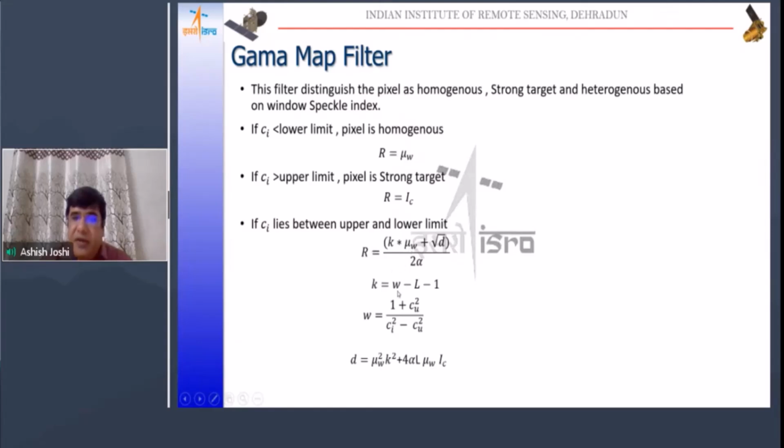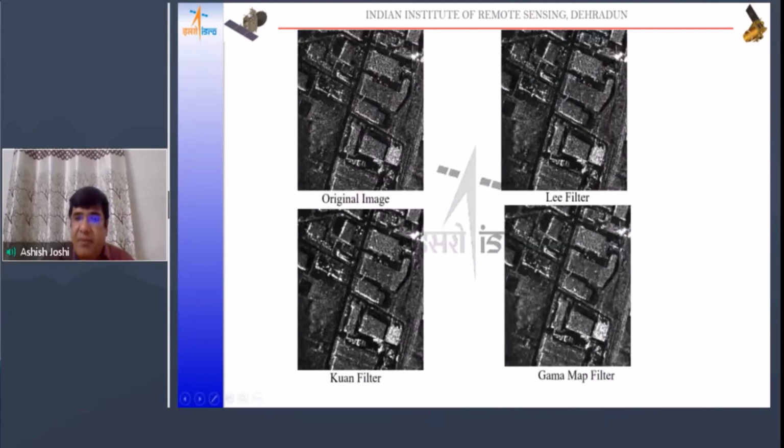So there is mu w, L, and the weight, and the weight is given by this formula only. C_U is the speckle index, and C_I is sigma by mu. So this is the gamma map filter. Here you can see some of the differences: this is the original image, the Lee filter, the Kuan filter, and the gamma map filter. We have applied different filters to the image.